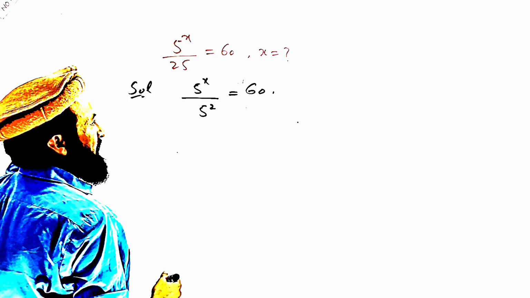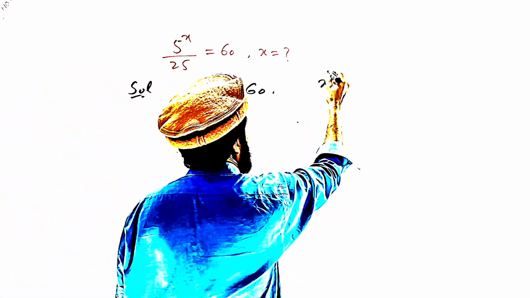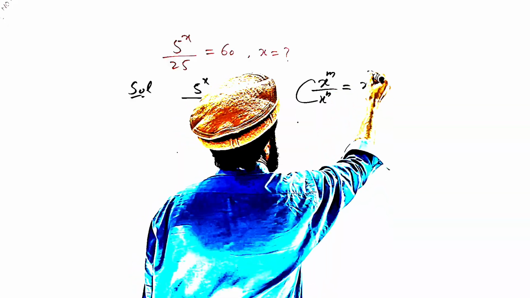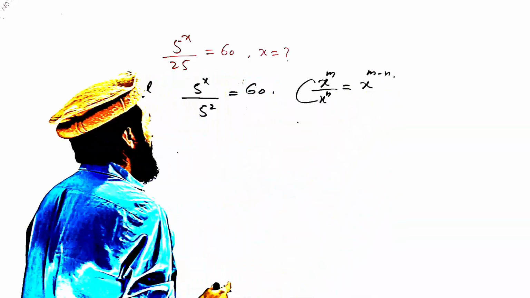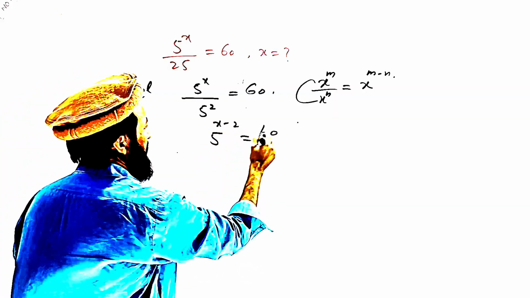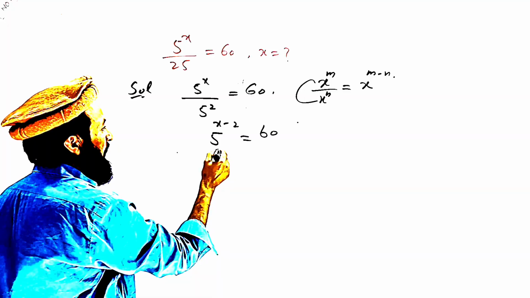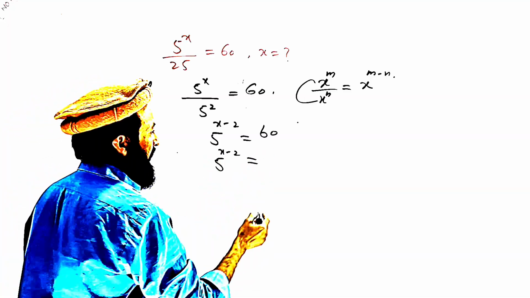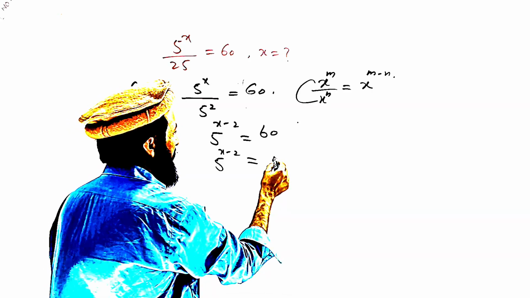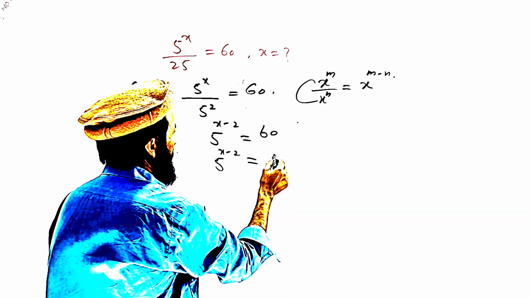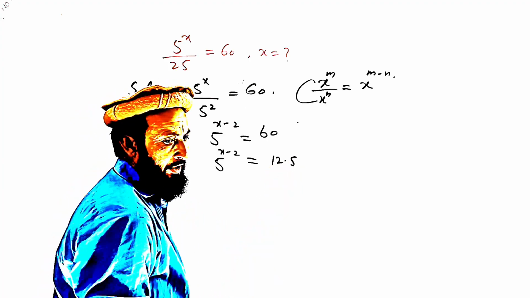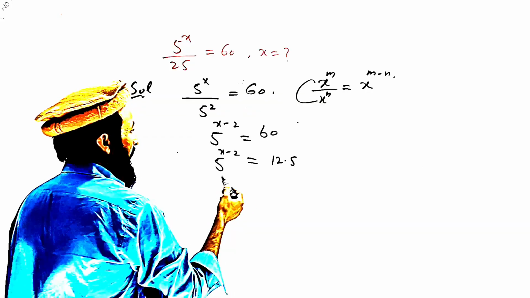Now according to the basic exponent rule, x exponent of m divided by x exponent of n, when the bases are the same, we take just one base and we subtract their powers. Similarly, we take here one base, 5 exponent of x minus 2 is equal to 60. Now we can also eliminate the term of 60, by making factors, so we can write 12 multiplied by 5, and 12 we can also write further.